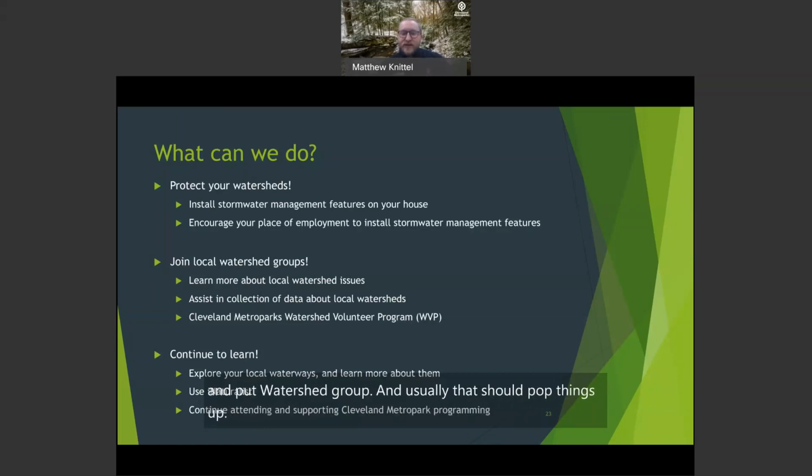You can assist in collection of data about local watersheds. A lot of watershed groups will do that as part of their programming. But there's, like I said, the Ohio Department of Natural Resources also has programs. I'm sure other states do as well. I'm not very familiar with them, but I'm sure they have other programs that could be similar. And if you are within Cleveland Metro Parks area, we have our Cleveland Metro Parks Watershed Volunteer program, which really helps with a lot of these issues and helps educate you further as well.